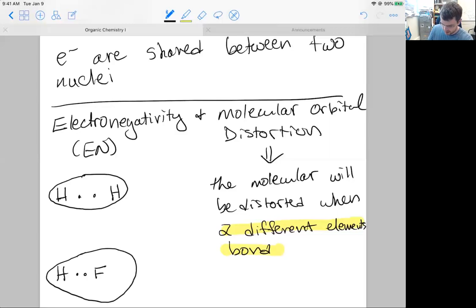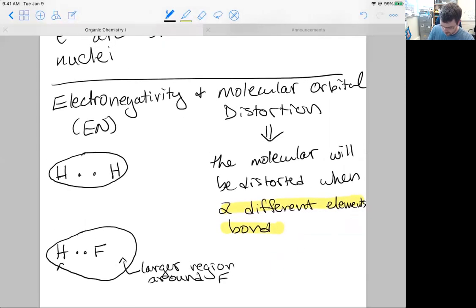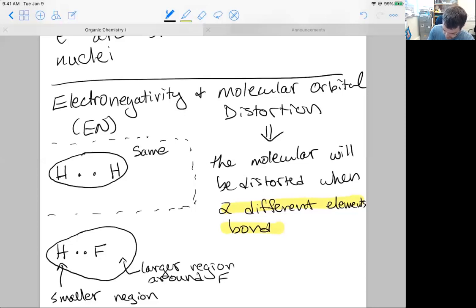We will see kind of a large region around, in this case, the F atom, the fluorine atom, and we have a smaller region around the hydrogen. So let's capture some of this. When we have the two hydrogens bonding with each other, I wanted to capture that we have the same atom, which was H. Hence, we have no distortion.